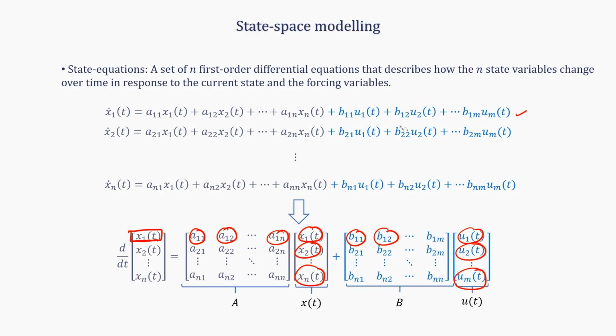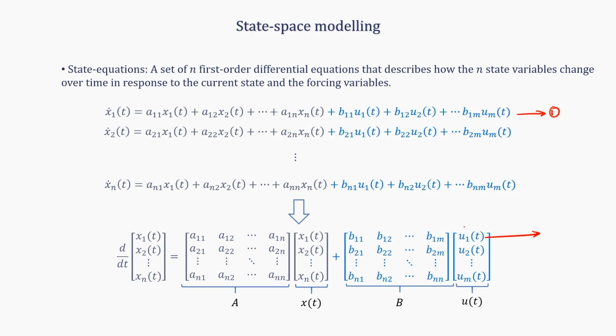So, in the same way each row here corresponds to the equations here. So, this is the first equation. The first row of this is the first equation. This is the second equation. So, the second row here is the second equation. This is the mth equation. So, this is the mth equation here.